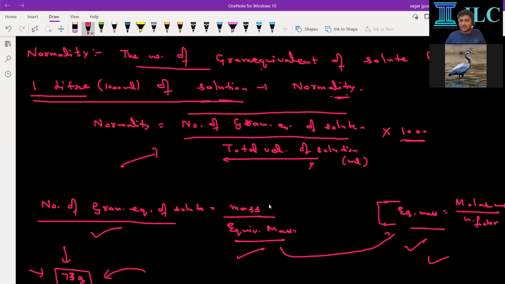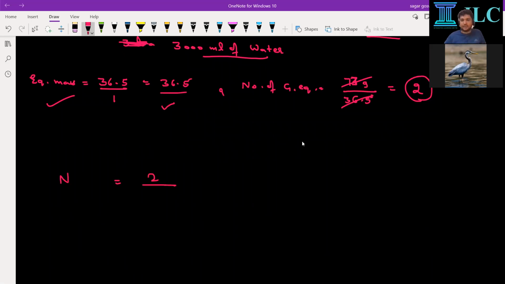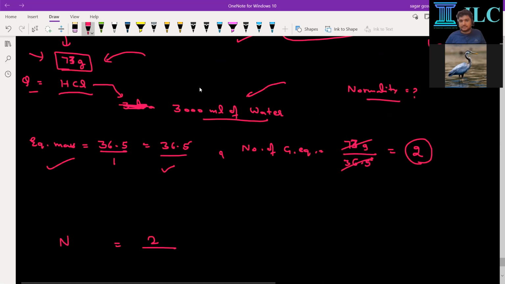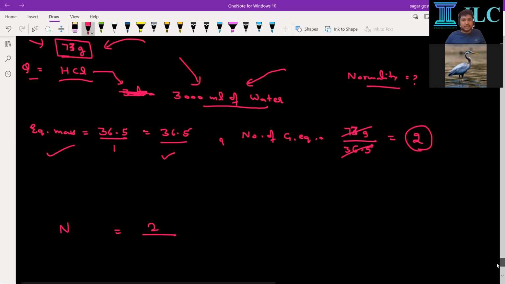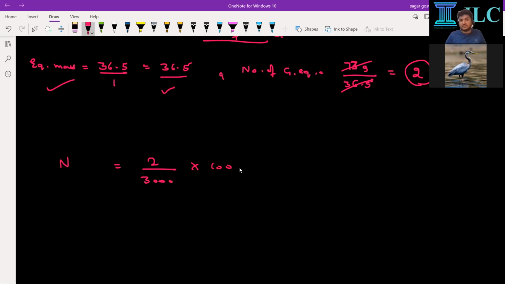Very simple. Volume is also given in the question. The number of gram equivalent is 2, so write 2 in the numerator. What is the volume given? Three liters of water. So write 3 liters directly, or write 3000 ml and divide by 1000, it is the same thing. You can directly take liters. So the normality is 0.66, or I can directly say 2 by 3. This is your normality.